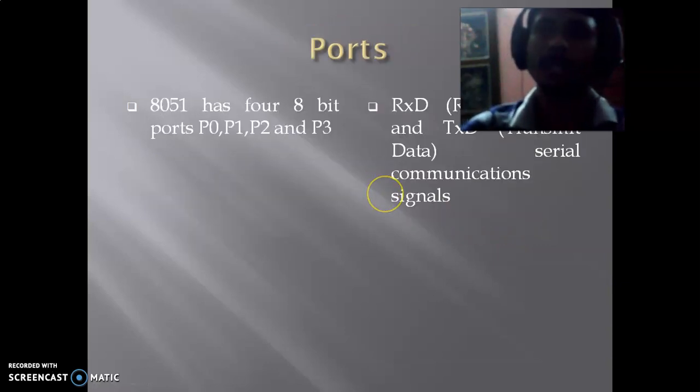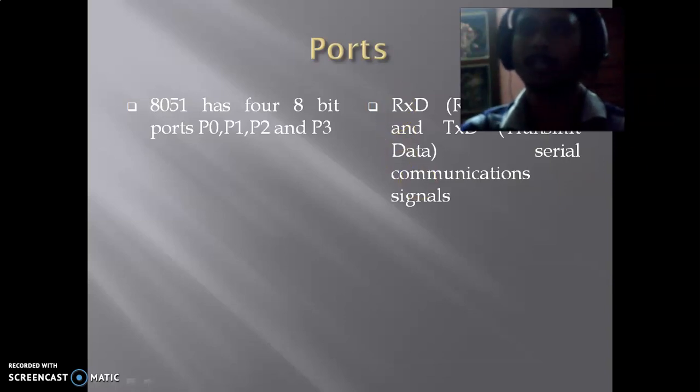And the ports: the 8051 microcontroller has 4 ports, P0, P1, P2 and P3, through which input output devices may be connected. These can be used as input as well as output, and also as address as well as data bus. And the 8051 microcontroller has a single serial communication port with 2 signals, RxD and TxD, by which transmission and receiving of signals can be made. So this is the serial communication port.